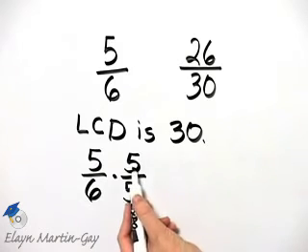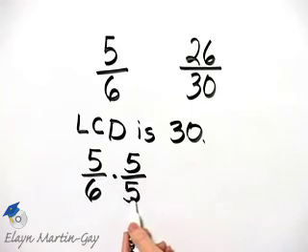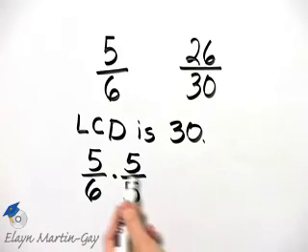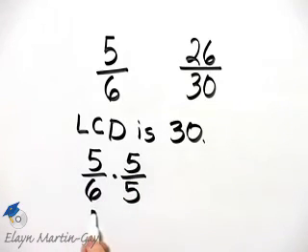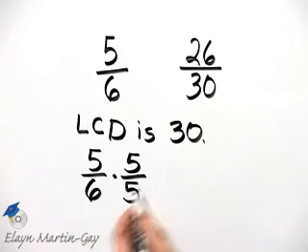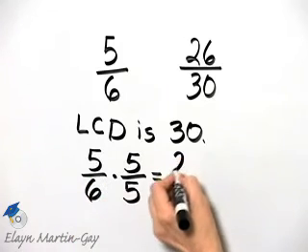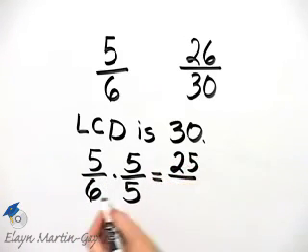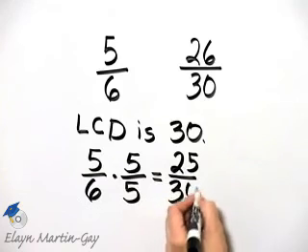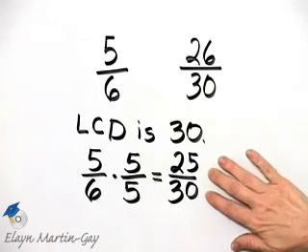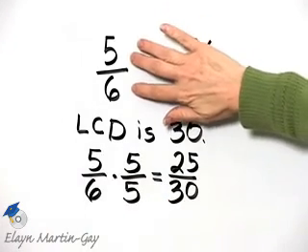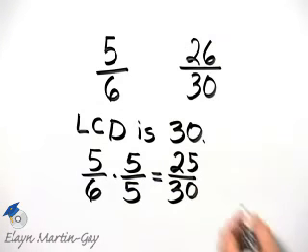Now remember why that is, because 5 over 5 is the same as 1, and multiplying a fraction or any number by 1 does not change its value. So how do I multiply these? 5 times 5 is 25, and 6 times 5 is 30. This fraction is equivalent to 5/6, but with the denominator of 30.